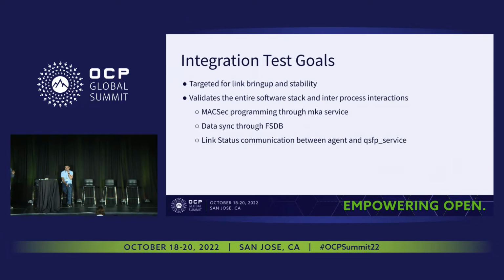So like I mentioned, the goal of these tests is to make sure the link can come up and remain stable across different stress conditions. And we also make sure that the entire software stack and the inter-process interactions are working properly. For example, the MACsec service is correctly telling QSFP service what keys need to be programmed onto the PHY, or the data is being synced correctly through FSTB, or the link status is being propagated correctly by agent to different services.